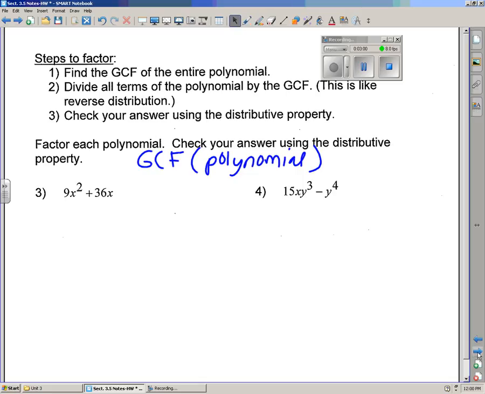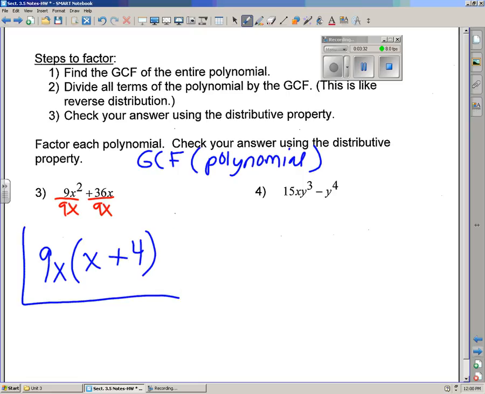So for the first one, the GCF of the numbers is 9. The smallest power of x is x to the first. So I'm going to pull out 9x. And then I have to open up a parenthesis and ask, what's going to get me back to the original? It's basically like division. If I divide 9x out of both of these terms, I'm going to get 9x squared divided by 9x is x, plus 36x divided by 9x is 4. This should be your final answer.